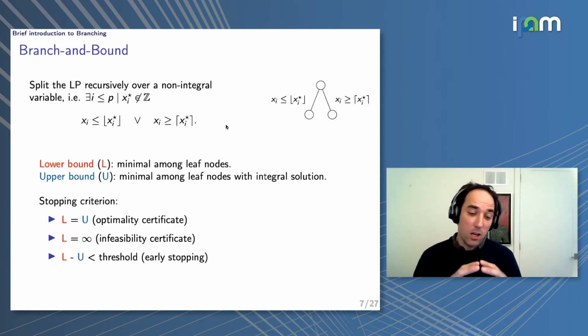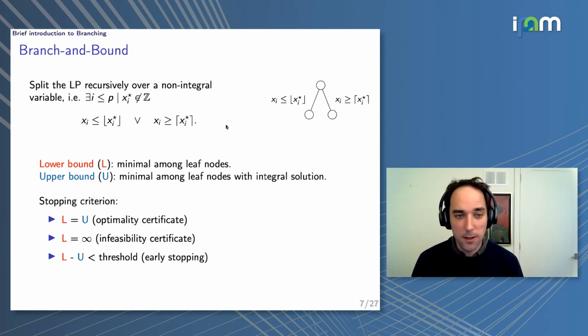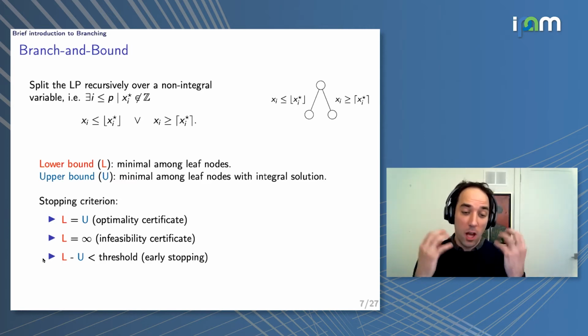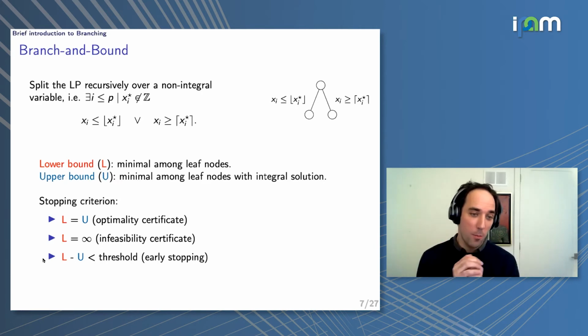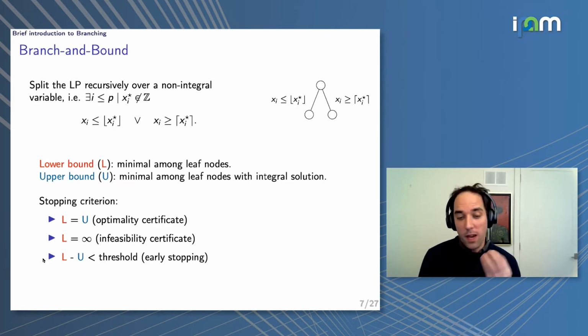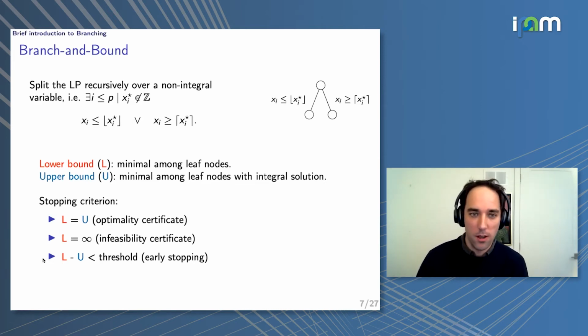Branch and bound proceeds by creating this tree and searching in it. And it stops when one of these three criteria is met. Either you found an optimal solution, so the lower bound is equal to the upper bound. Or when you're solving the original LP, you realize that there's no relaxed solution, and so in fact, the original problem is infeasible. Or you may want to stop when you're close enough, say, 1% away from the optimal solution. So this is what this L minus U smaller than threshold means.